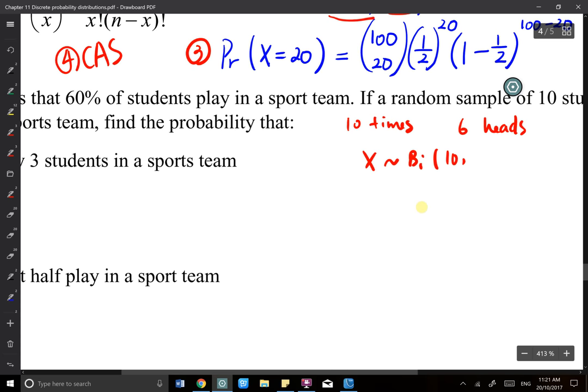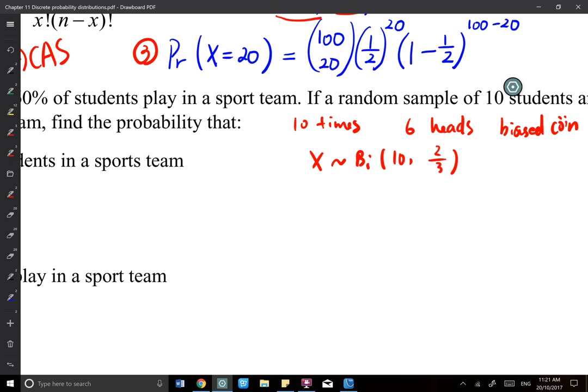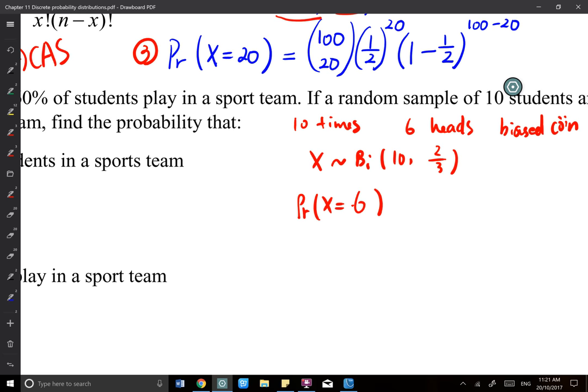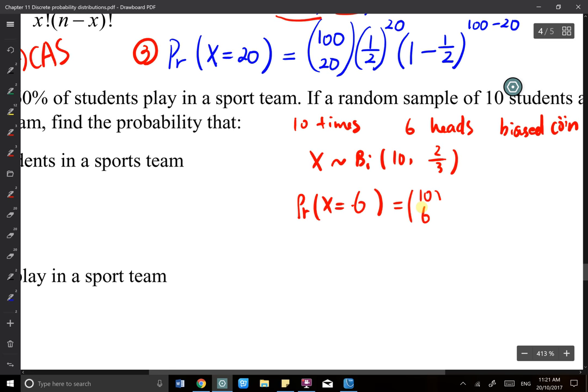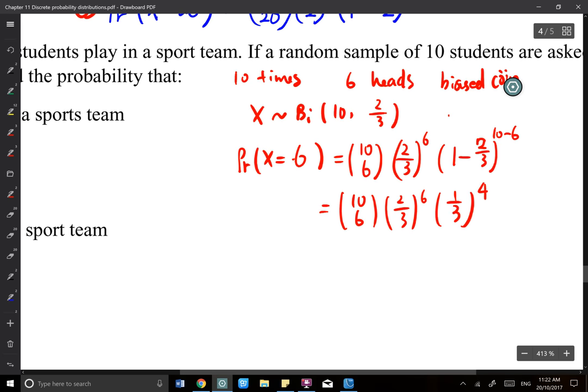Then my p will become 2/3. This is a biased coin, it's not half-half. So I have 2/3 to get a head. What I want is the probability that X equals 6. I want to get 6 heads. So the formula will be 10 select 6, 2/3 to the power of 6, and then 1 minus 2/3 to the power of 10 minus 6. So that's 10C6, 2/3 to the power of 6, and then 1/3 to the power of 4. Just ignore the 10C6 first. Let's look at that.